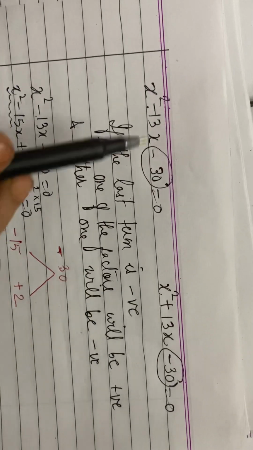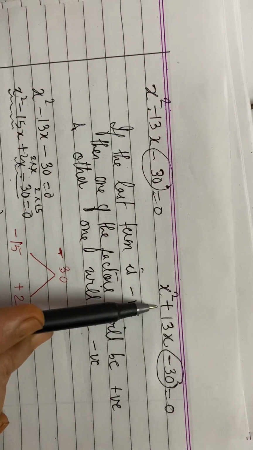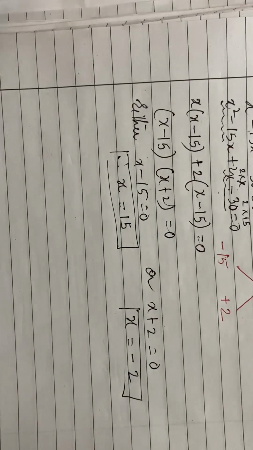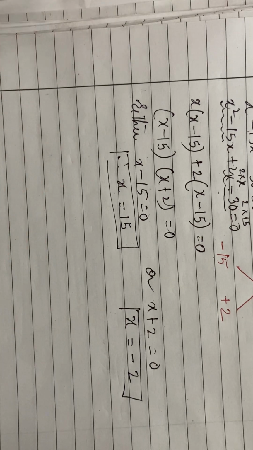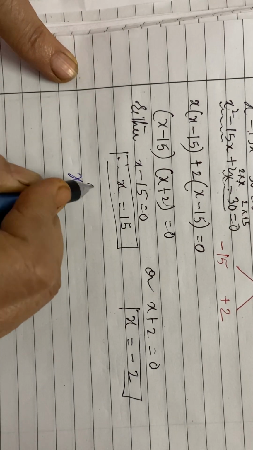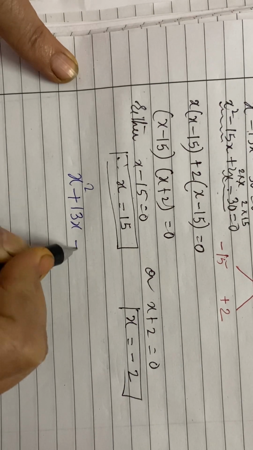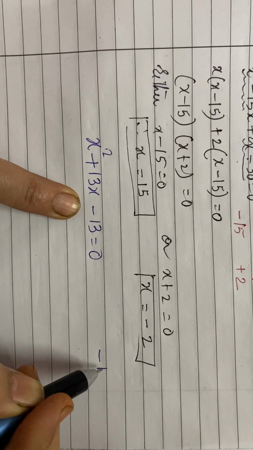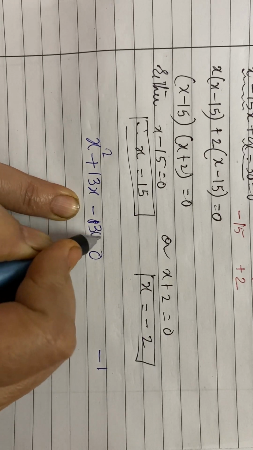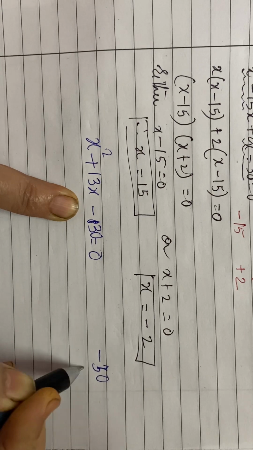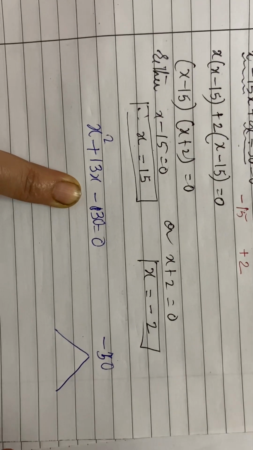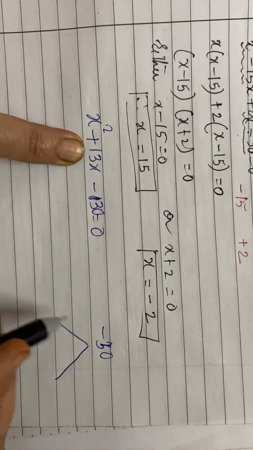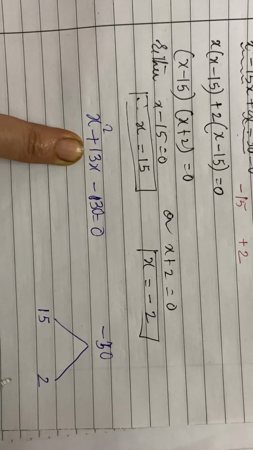Now have a look here. We had the middle term as negative, here we have the middle term positive. But the last term is negative. So let us take this one. x square plus 13x minus 30 is equal to 0. Last term is negative. So one of the factors will be positive, another will be negative. Again, because the middle term is 13, 15 and 2 only we will have to go for.